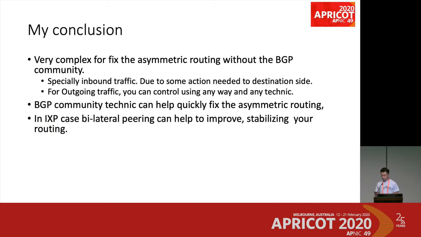So finally, it is very complex to fix asymmetric routing without a BGP community, especially inbound traffic engineering, because some action is needed on the destination side and our upstreams. For outgoing traffic, you can control it any way, at least you can use static routes. So BGP communities very quickly helped fix asymmetric routing. In the internet exchange part, bilateral peering can help improve and stabilize your routing. So that's our experience.